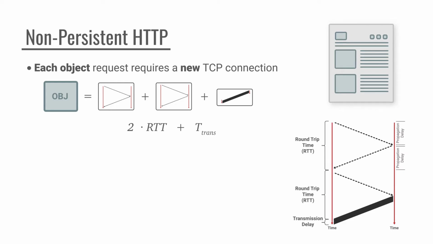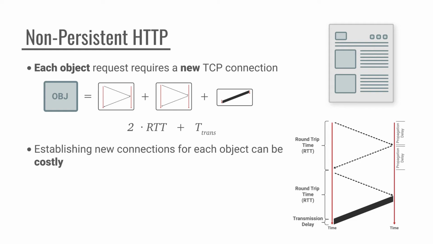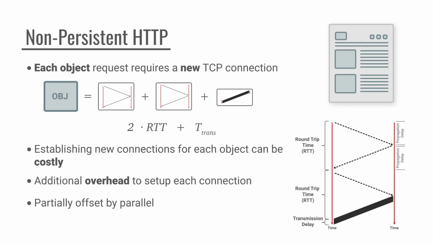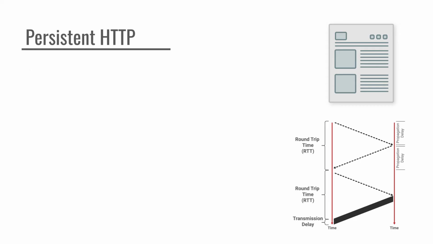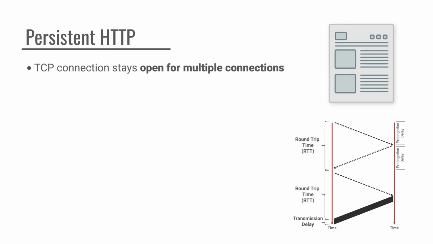However, a web page will typically have several referenced objects it needs to fetch, and establishing new connections for each one can be costly in terms of time. There is also additional overhead for the operating system to process and set up these TCP connections. This can be offset in part since browsers will open parallel TCP connections to fetch objects. However, it's still not a desirable situation. To address these setbacks, there is persistent HTTP. In this case, the TCP connection stays open, or persists, and multiple objects can be sent over a single connection.